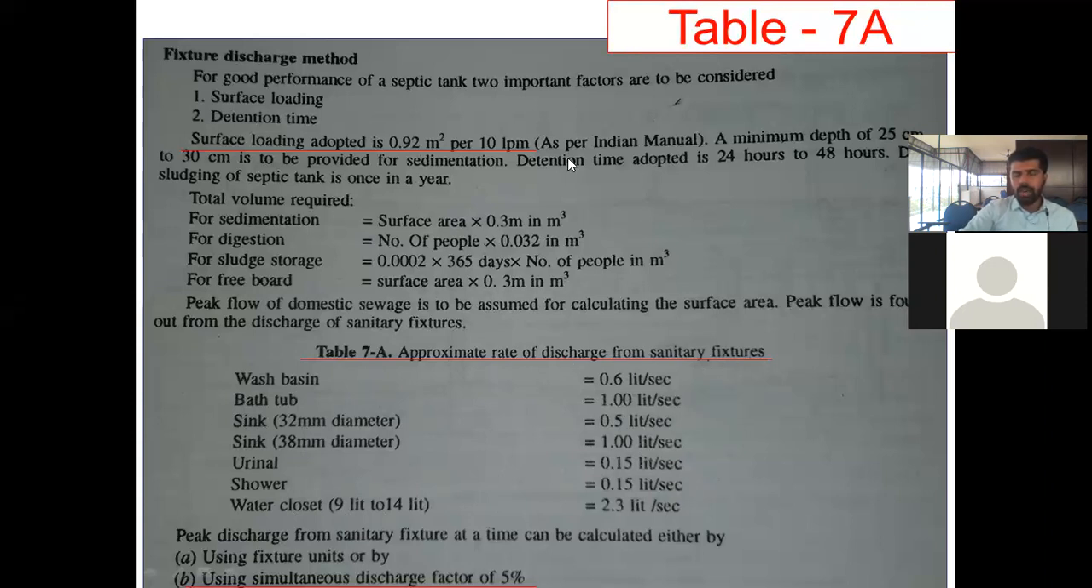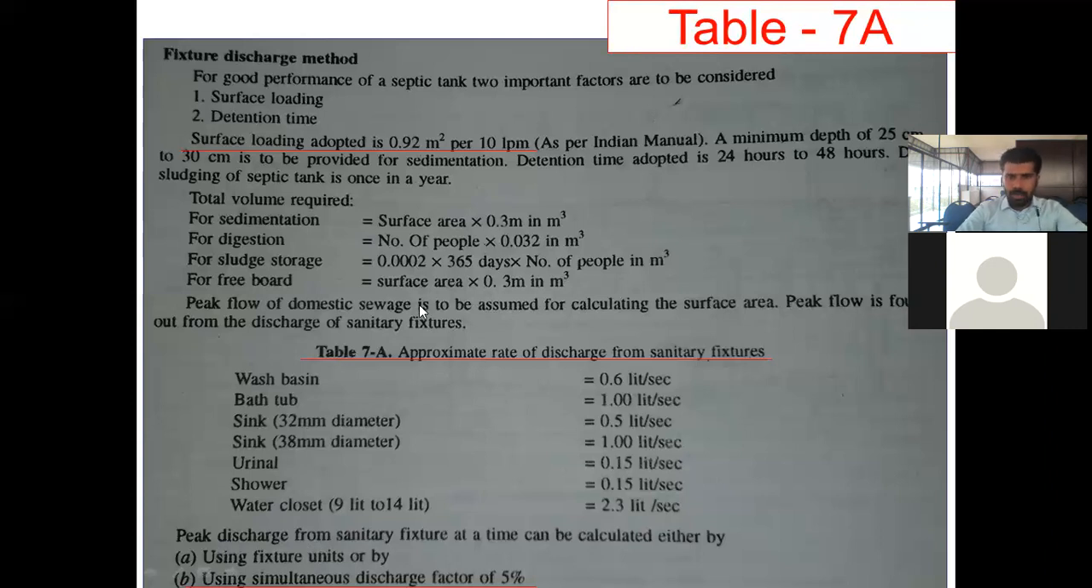So when you are trying to calculate the septic tank by the second method, discharge method, you have to know these things. You have to refer to these instructions, because you need to know the discharge. We are using the discharge method only, not the water supply method. So your peak discharge from sanitary fixtures at a time can be calculated either by using fixture unit or by using simultaneous discharge factor, 5%. We can use these two methods for finding out the peak discharge.